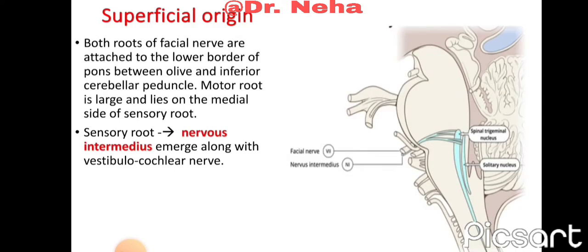Now the superficial origin of the facial nerve. Both the roots of the facial nerve are attached to the lower border of the pons between the olive and the inferior cerebellar peduncle. The motor root is large and lies on the medial side of the sensory root. The sensory root of the facial nerve is also known as nervus intermedius, which emerges along with the vestibulocochlear nerve. This root lies between the 7th and 8th cranial nerves, which is why it is known as nervus intermedius.